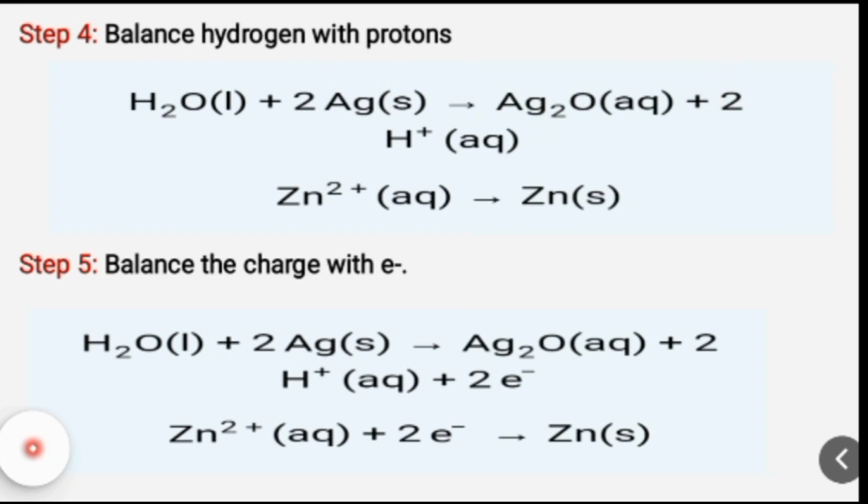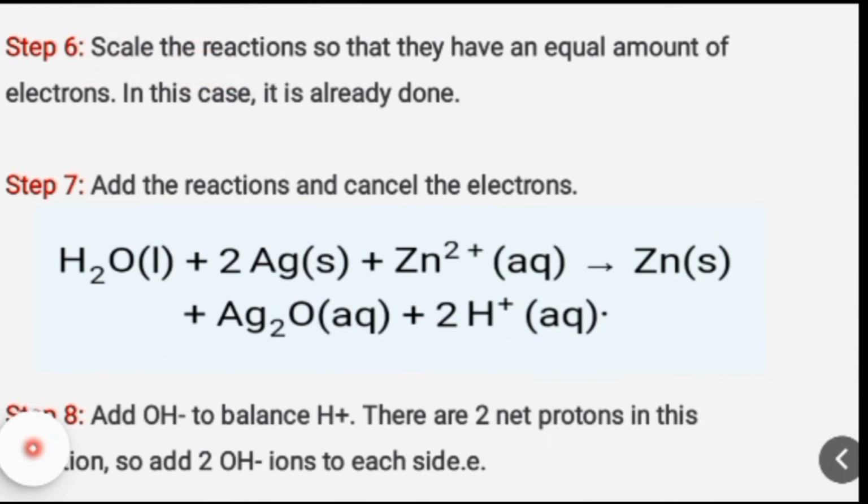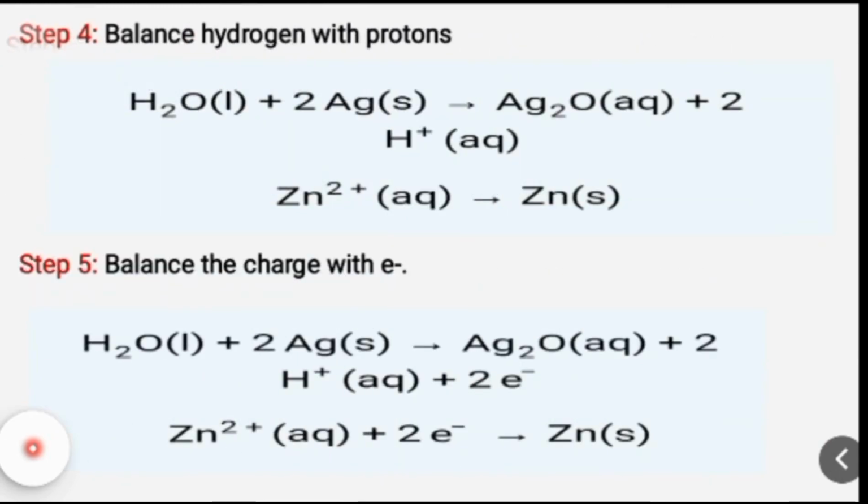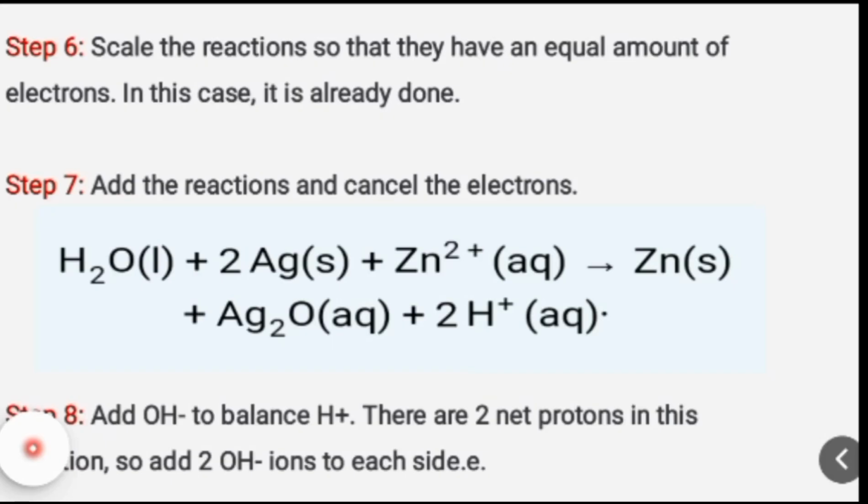Therefore, to neutralize this plus 2 charge, we're going to add 2 electrons. And for zinc, we have plus 2 charge on the left hand side. To neutralize this, we're going to add 2 electrons there. After balancing that, we're going to scale the reaction. Scaling means that the prefix of the electron for equation 1 and equation 2 must be the same. In this case, it is the same because they both have 2 as their prefix. Therefore, add the reactions and cancel out elements.